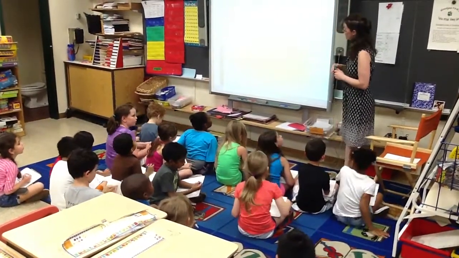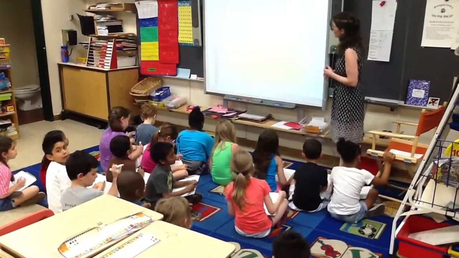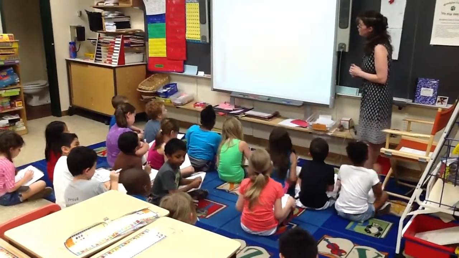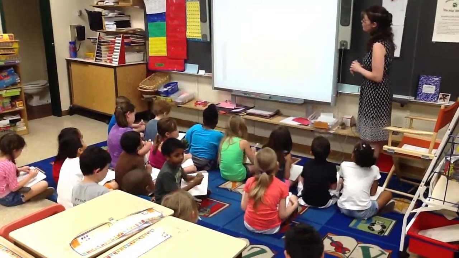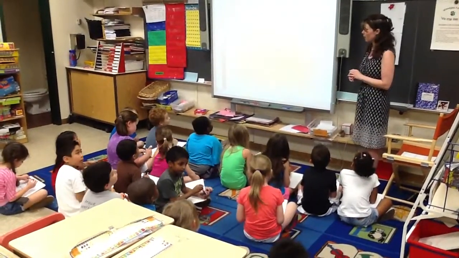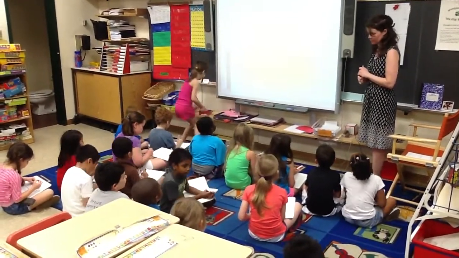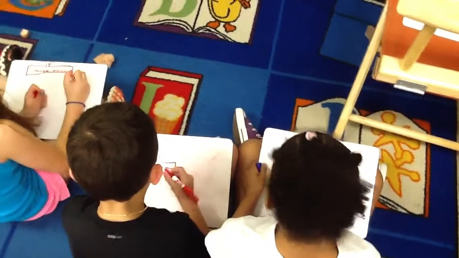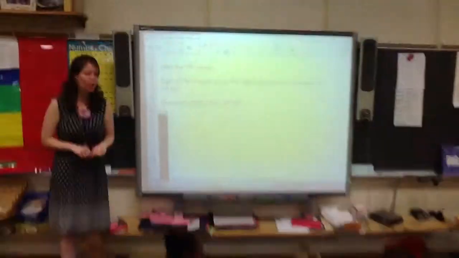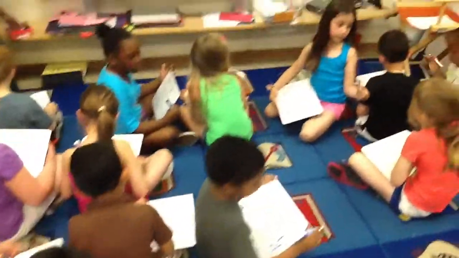Problem for today. I'm going to read it out loud, and I want you to solve it on your board. Mark has 14 crayons. 8 of the crayons are on the table, and some more crayons are in the box. How many crayons are in the box? Tell your partner how you know. Explain what you did in your picture, in your drawing.